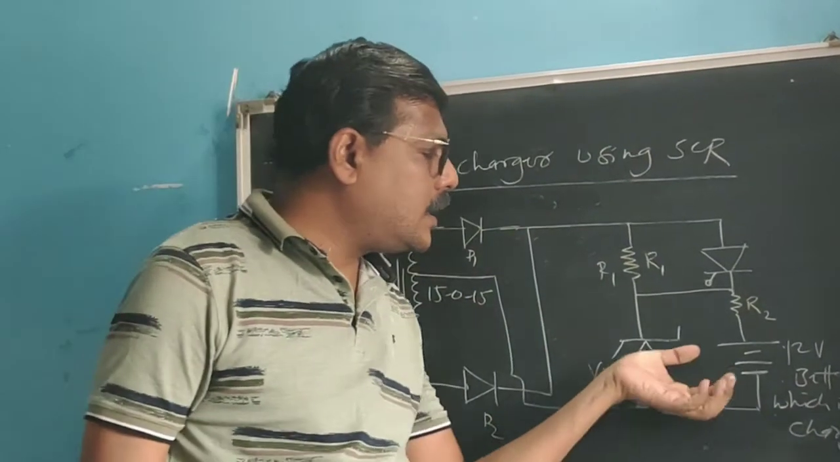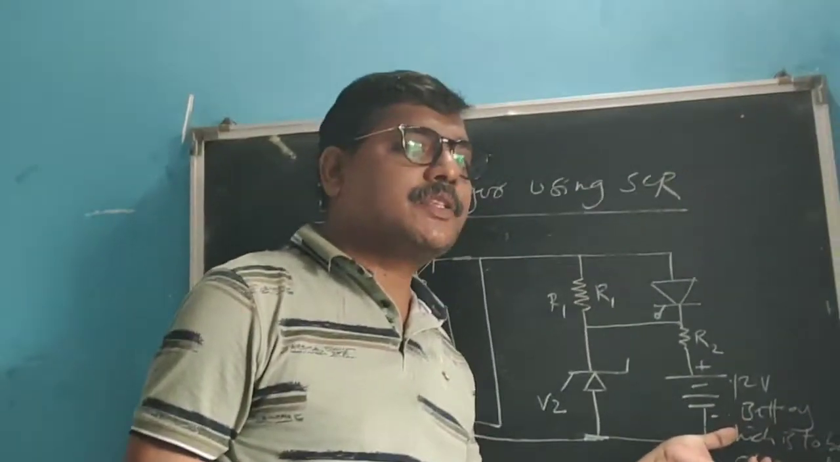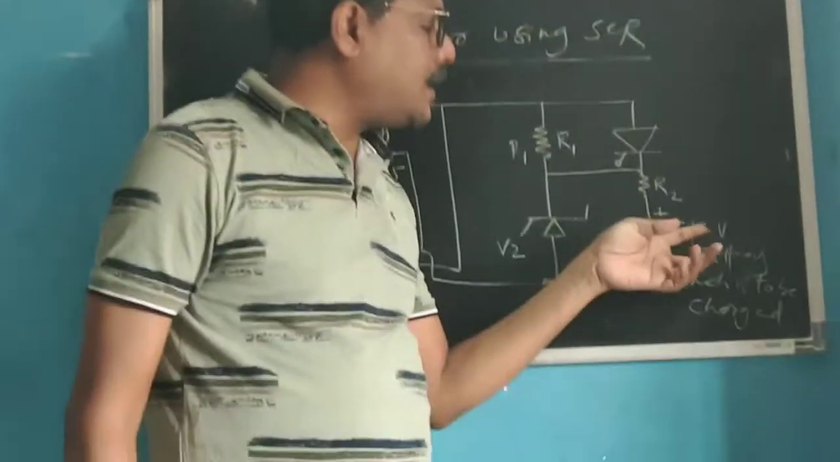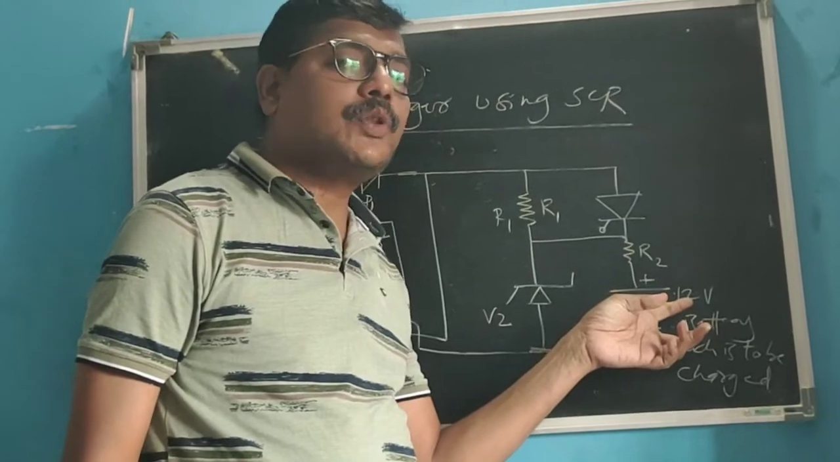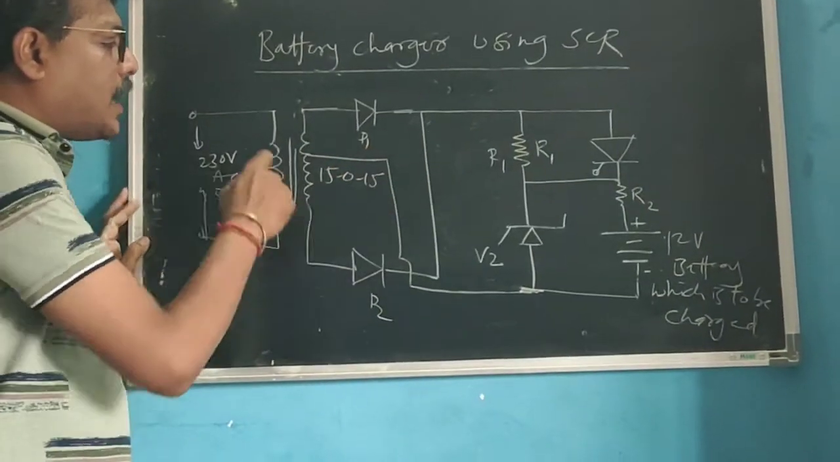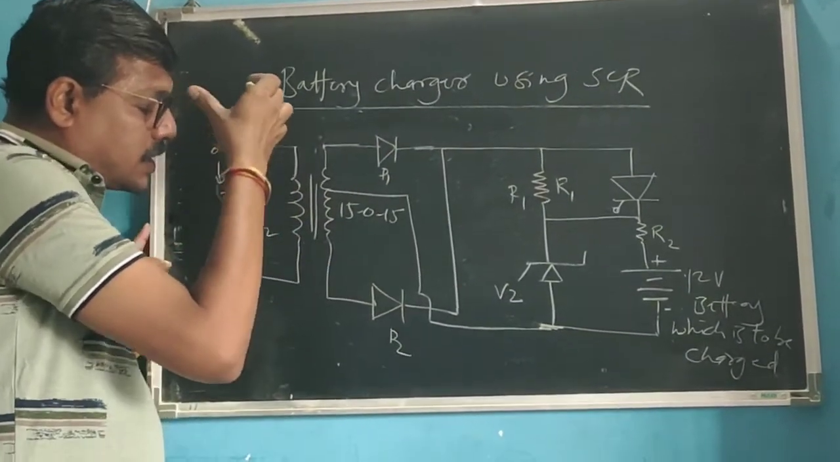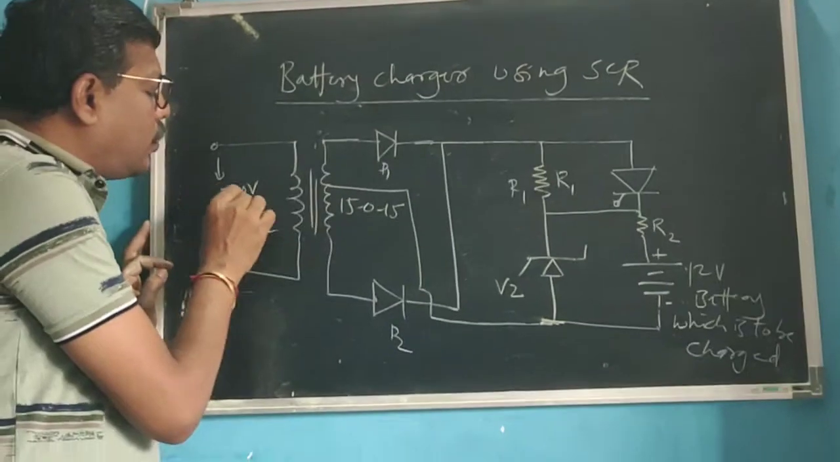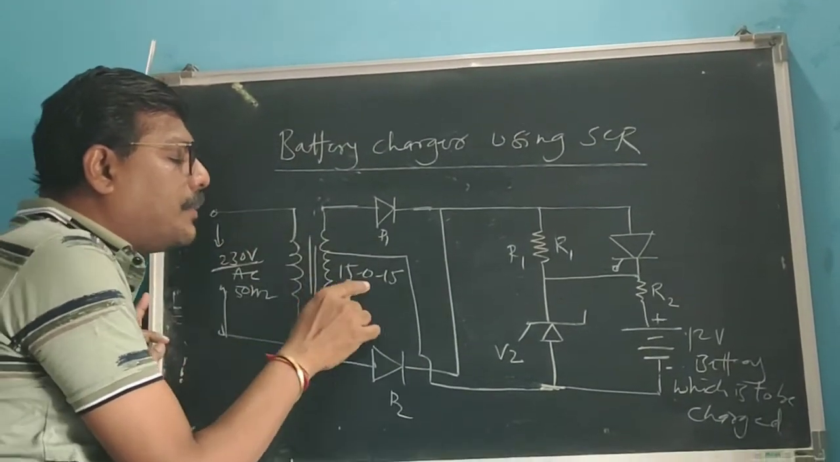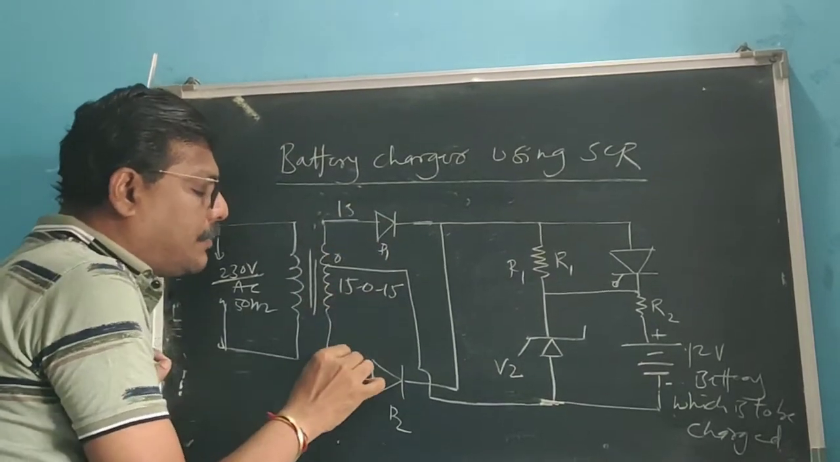So here in this, the battery is to be charged to the maximum value. The maximum value of this battery is nearly equal to 12 volt. It should be charged to the value of 12 volt. So here in this case we are using the center tap full wave rectifier, which converts the 230 volt AC into a step down AC of 15 volt. So here there is 15, 0 and 15 volt.